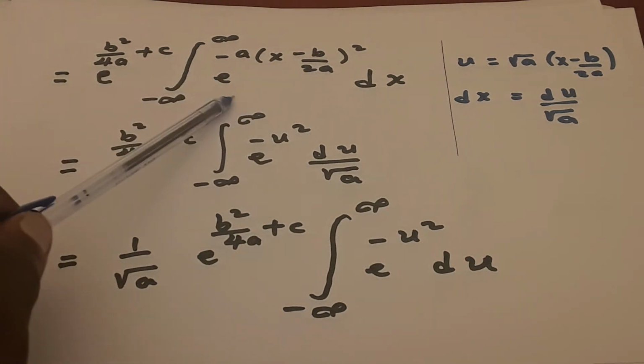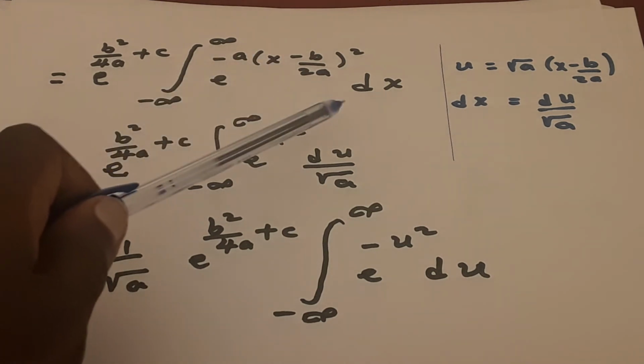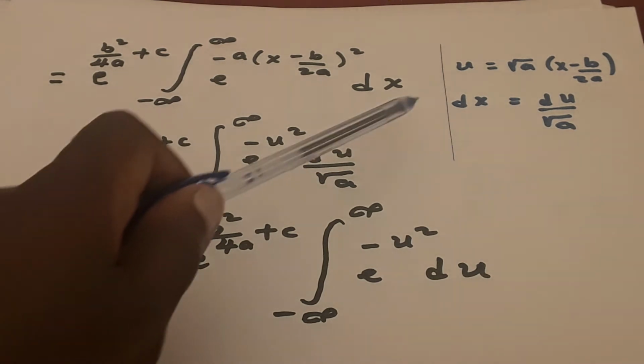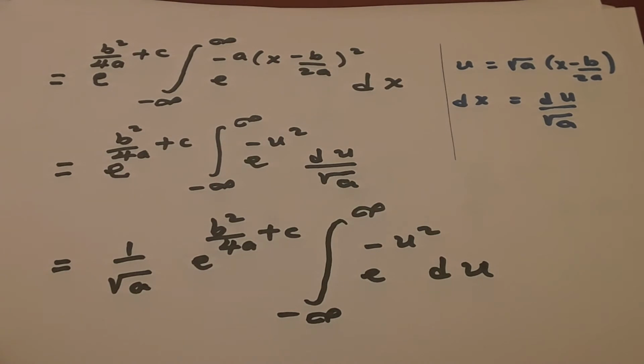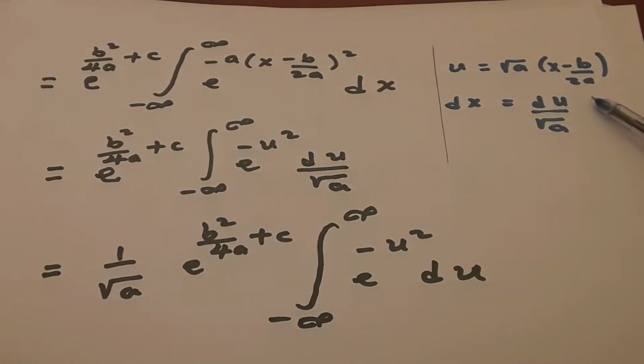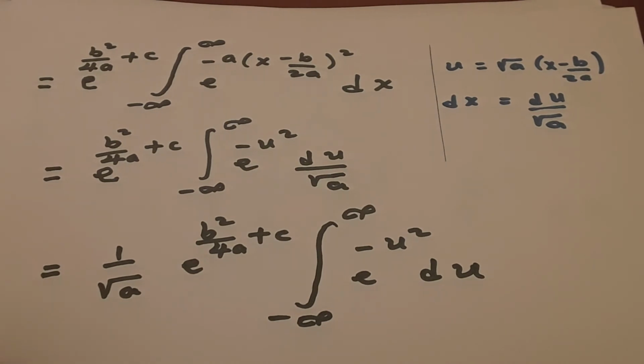Now we look at the integration of e to the minus a times x minus b over 2a, squared, dx. Letting u be the square root of a times x minus b over 2a, and differentiating both sides with respect to x, we get dx is du over the square root of a. Therefore, instead of dx in our integral, we use du over the square root of a. So if u is the square root of a times x minus b over 2a, then u squared is a times this.